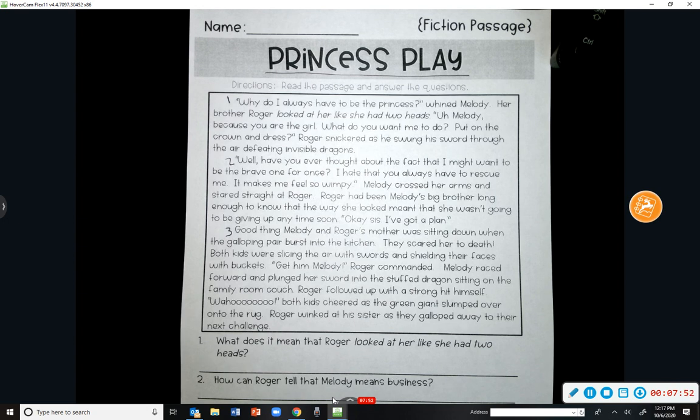Good thing Melody and Roger's mother was sitting down when he galloping first into the kitchen. They scared her to death. Both kids were slicing the air with swords and shields.